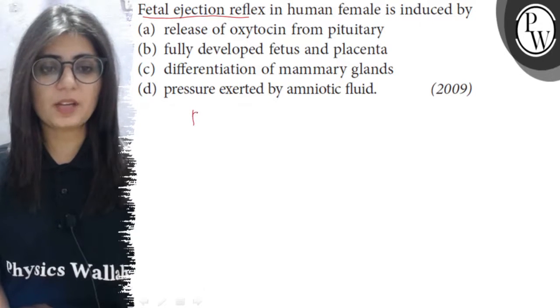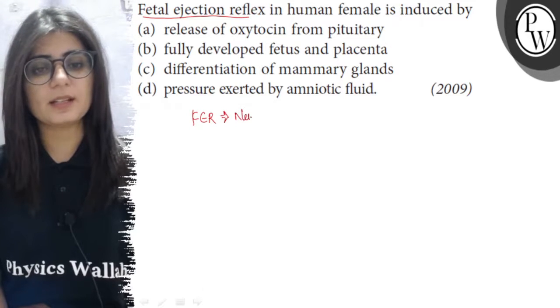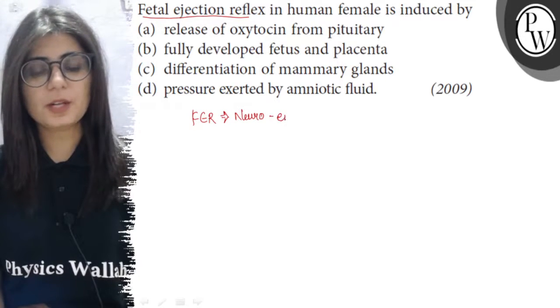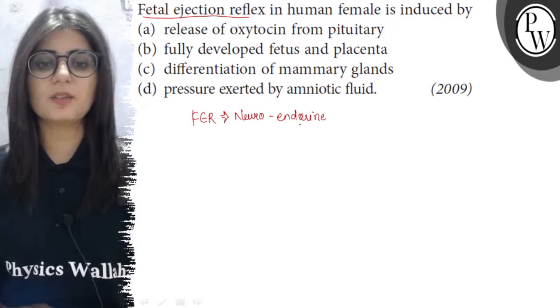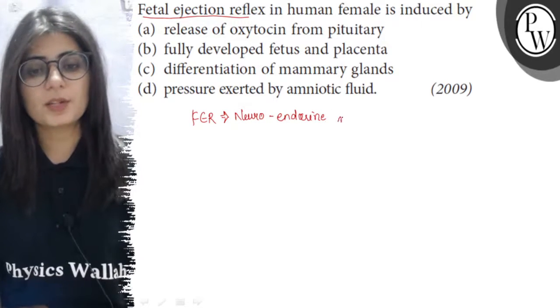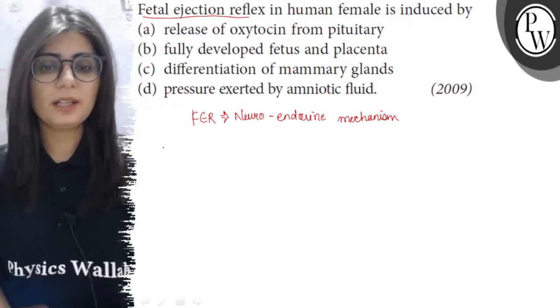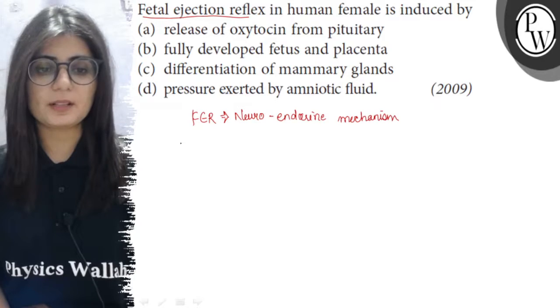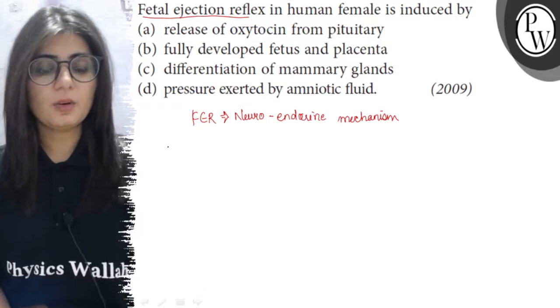So in short we can write it as FER. It is a neuroendocrine mechanism. When we say neuro, it means it includes the nervous system, and when we say endocrine, it means it involves the hormonal system. So it is a neuroendocrine mechanism where what happens? The fully developed placenta and fetus, it means when the gestation period is over, it means 9 months have been completed by the female. Now what happens?